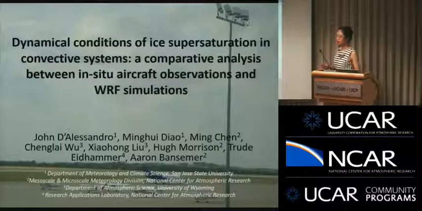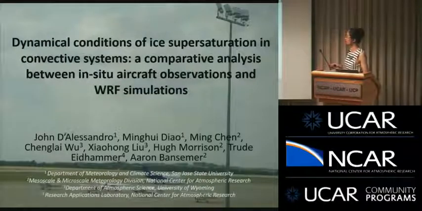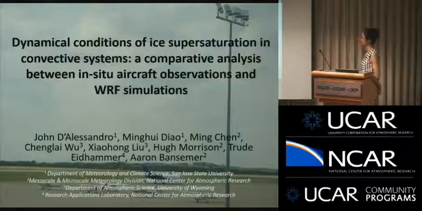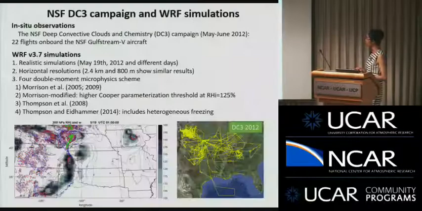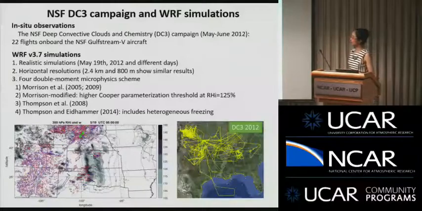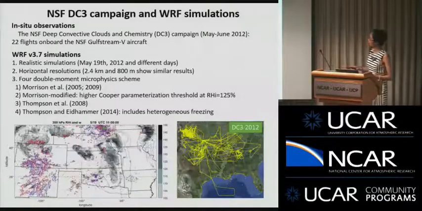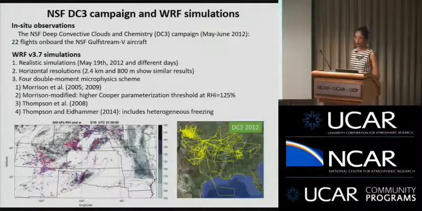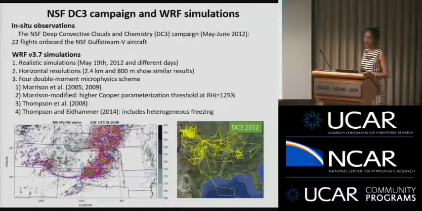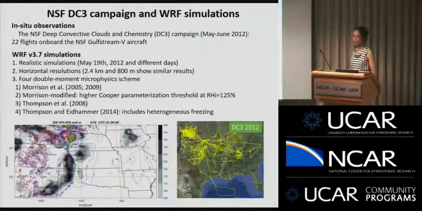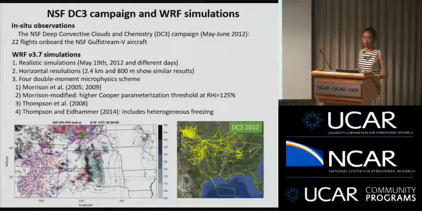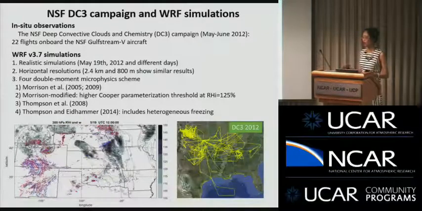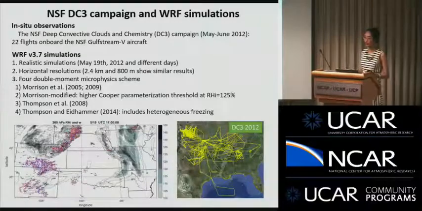Now I come to my student John's analysis, which is the dynamical condition of ice supersaturation in convective systems. We're using the DC3 campaign to compare with a series of WRF simulations. For the DC3 campaign, we mainly used the G5 22 flights, which happened in May to June 2012. We also did a sensitivity test with the NASA DC-8 aircraft, and I want to point out already that the conclusion doesn't change between the different aircraft platforms.